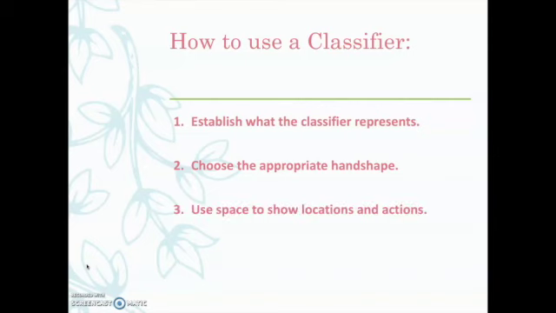Then, now that we know what it is and we've picked a symbol for it, we're going to use space to show locations and actions. Where does Uncle Charlie go? Where is he standing? Where is the Mustang? All of those things, we can show that with our classifiers.